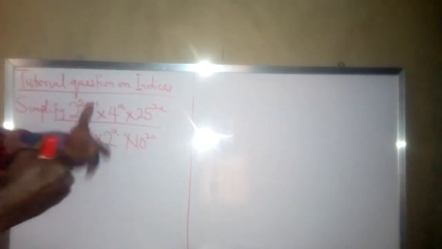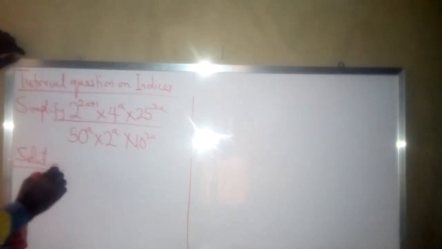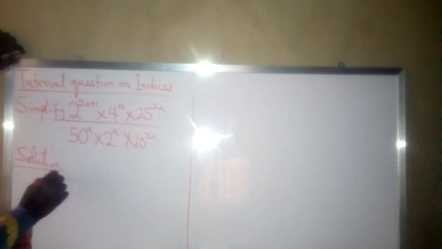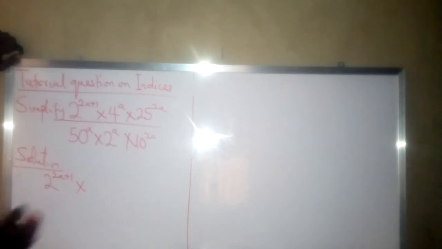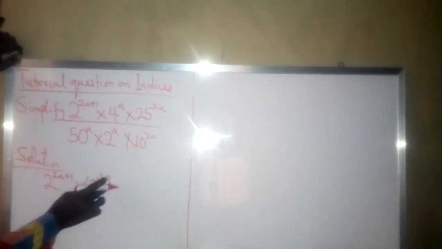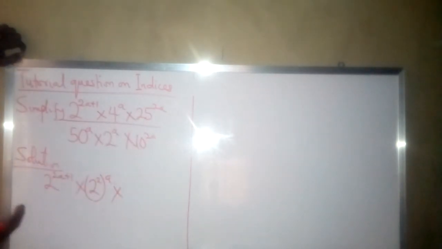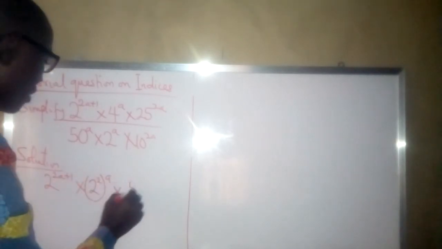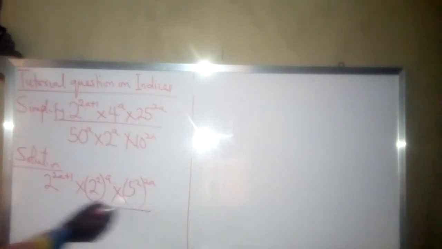So let us try to simplify, because the question says we should reduce it to a simplified form. So we have 2 raised to the power 2a plus 1. Then multiply by the multiple of 2 in 4, that is 2 raised to the power 2, raised to the power a, multiplied by 25. The multiple of 25 is 5, that is 5 raised to the power 2, multiplied by raised to the power 2a, all over.